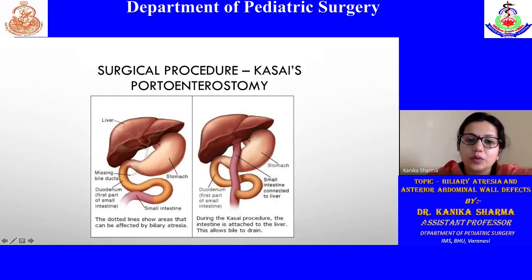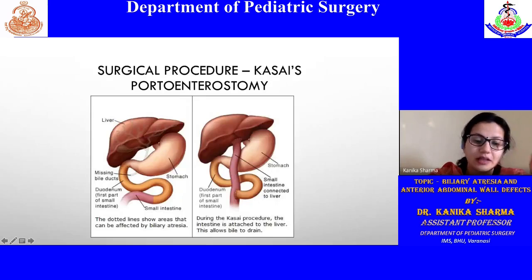So what we do in Kasai's portoenterostomy is that when we see the absent biliary tree, we take a loop of small intestine and make a Roux loop of it. We take this loop to the base of the porta, from where we allow a channel which freely drains the bile to the intestine.